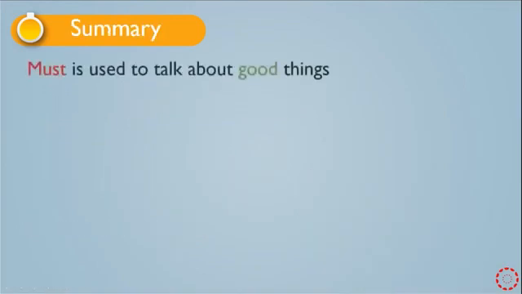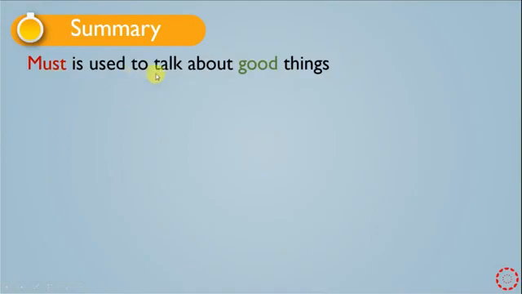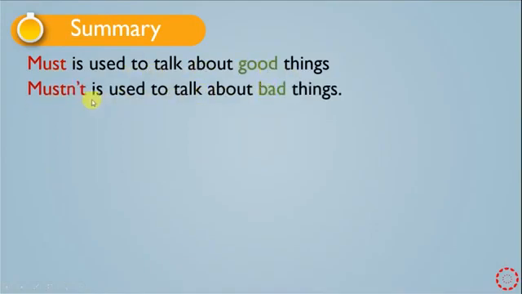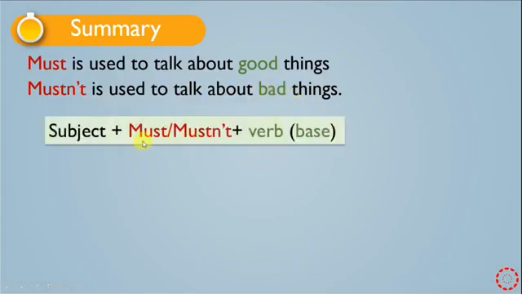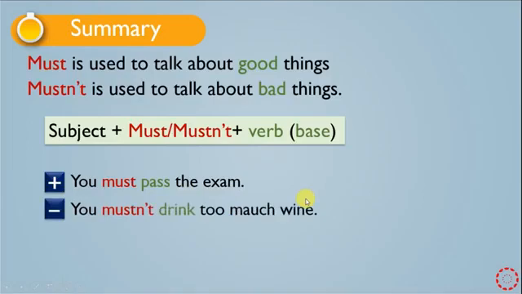The summary: must is used to talk about good things, and mustn't is used to talk about bad things. And this is the general rule or the general structure of using must or mustn't. We have the subject at the beginning, and then we have must or mustn't, and then the verb with the base form. We have examples. You must pass the exam, and you mustn't drink too much wine.